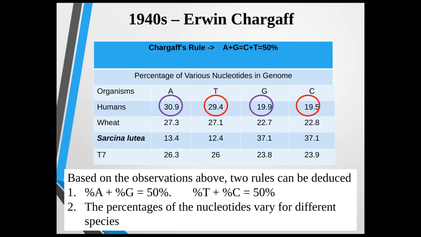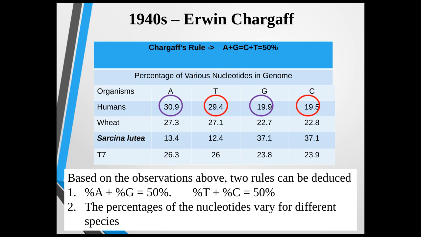So, in the 1940s, Erwin Chargaff was another scientist who was able to determine a few things about nucleotides in DNA. Based on the observations, two rules can be deduced. In purple, you see adenine and guanine, A and G. When you add them together, they equal 50% of the nucleotides. And when you add thymine and cytosine, the T and the C, they also equal 50% of the nucleotides.